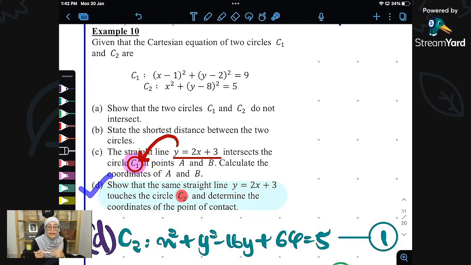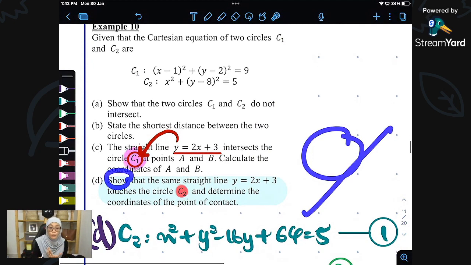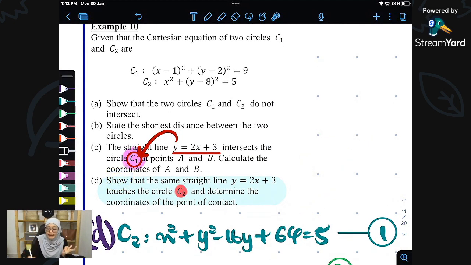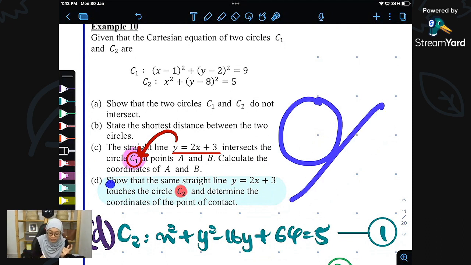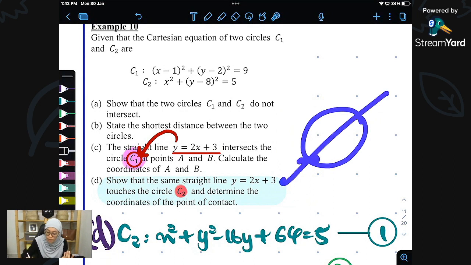Manakala sekarang ni yang soalan D, dia kata show that the line also touches at the circle C2. So we gotta show lah whether it is touching or not. Okay, tapi bila dia kata the word show, it means that it is touching. Okay, sebab dia nak suruh proofkan saja. Maksudnya dia memang akan touch lah. It is touching, but we do not know whether dia touch mempunyai dua POI ataupun mempunyai satu POI. We do not know yet.